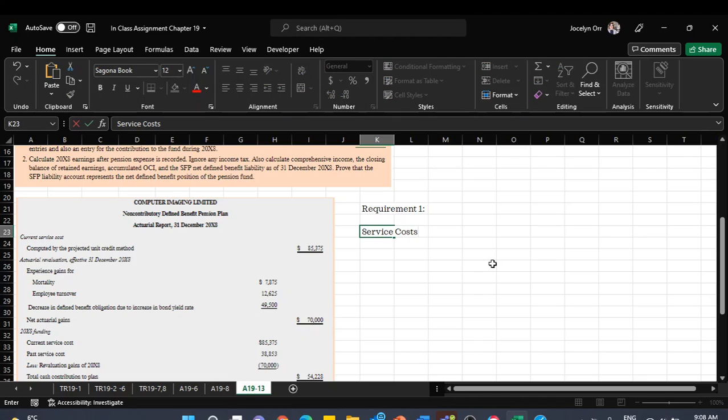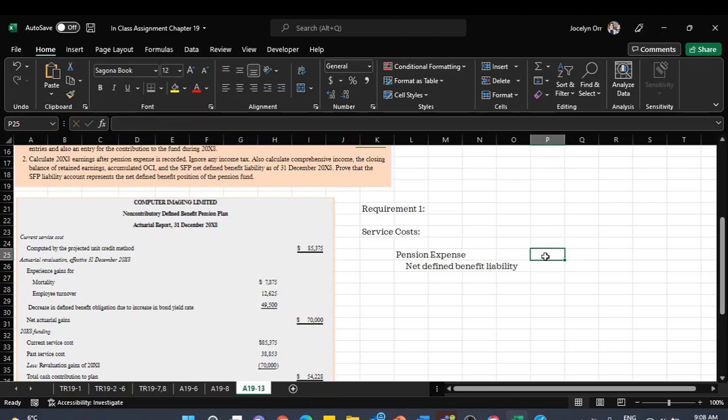So let's start with our service costs. We know that service costs increase our pension expense. So that is our debit, and this is very similar to the last question that we did. And it's going to increase the liability balance of our net defined benefit liability. Okay. So in terms of service cost, this amount is actually given to us. Our current service cost, as computed by the projected unit credit method, is $85,375. So it's just a matter of carrying that number over. And we don't have any calculations as of yet.